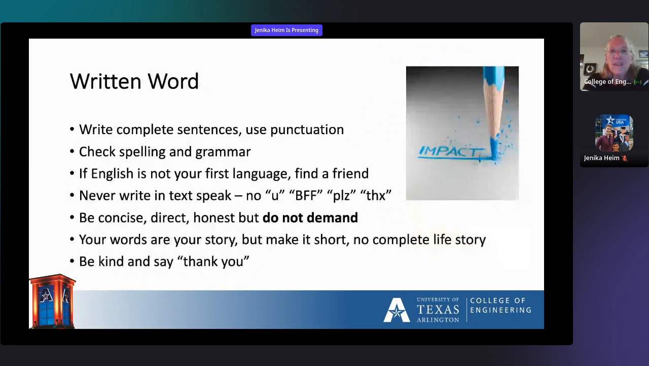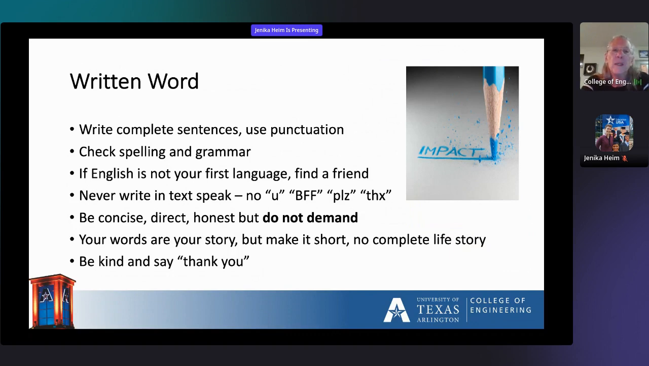So a couple other things to keep in mind when you're writing this professional letter or email or even text message. Write complete sentences. Use punctuation. Check your spelling and grammar. If English isn't your first language, have somebody else look at it to make sure it's appropriate and you're using the right combination of words. Never write in text speak, please. I got an email last week from a student and it was all written in text speak, and I had to have one of my students come and tell me what it was the student was asking for.